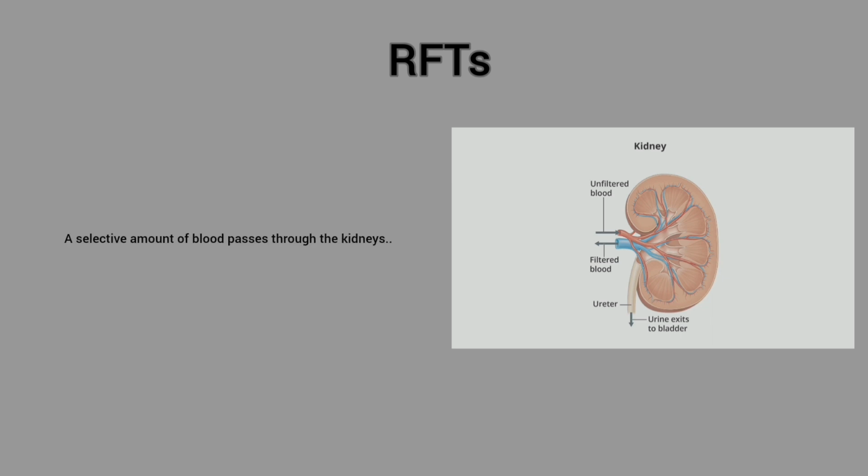A selective amount of blood passes through the kidneys, and its filtration is done by the glomerulus. Many products like useful proteins are reabsorbed into the blood, and others are excreted through the urine by normal metabolism. Parameters of renal function tests.